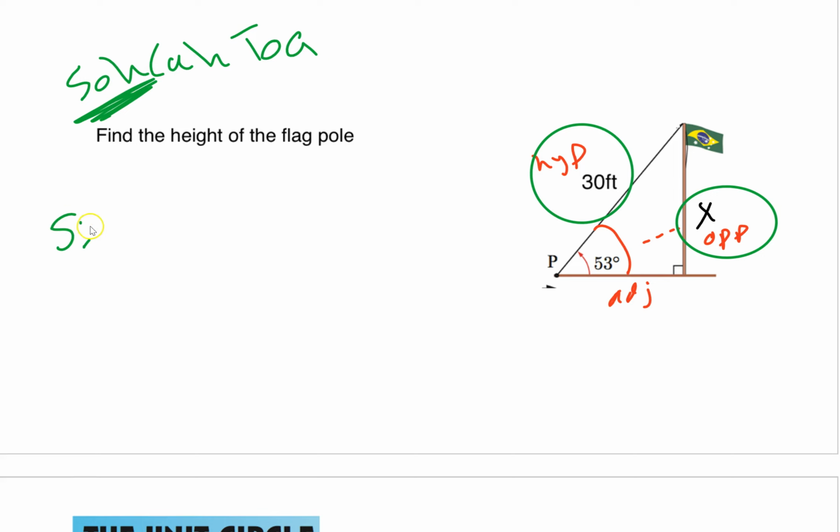You go sine. It always has to be sine of something. So sine, in this case, 53, equals opposite over hypotenuse. So x over 30. Right, if I want to solve this, I multiply both sides by 30.